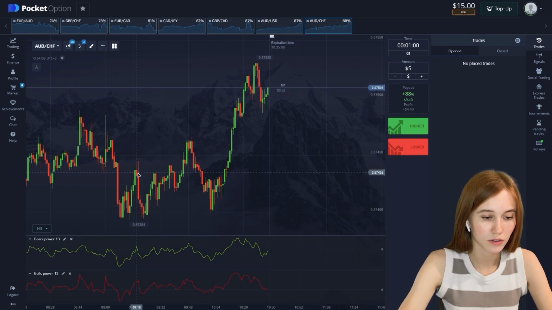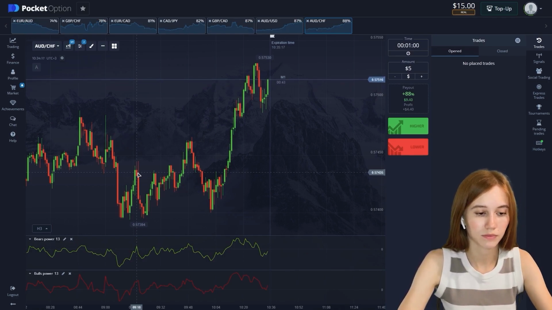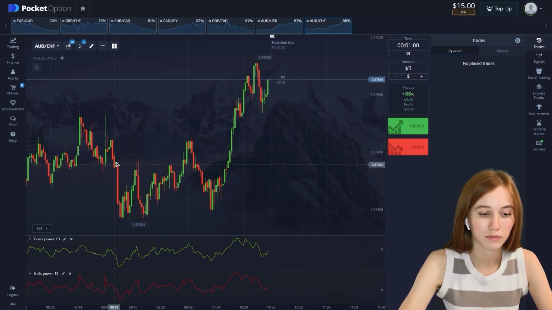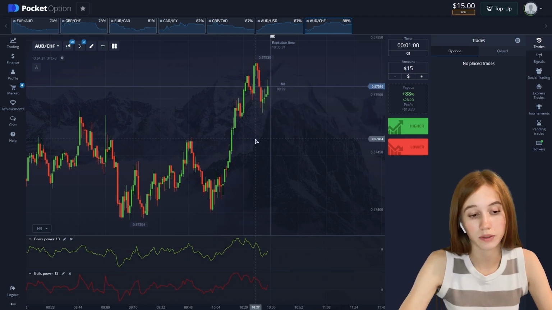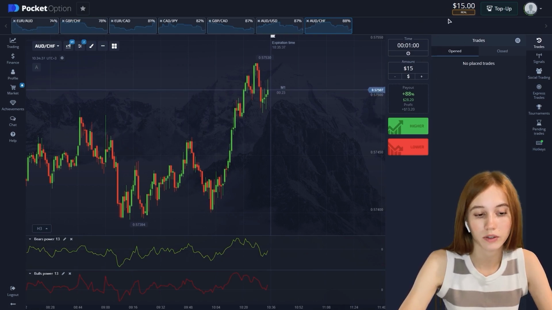Now let's check all the settings of the trading space. Let's start placing our first trades. $15 first. We will increase it a little bit, and at some point we will reduce the amount and will not use the full balance.